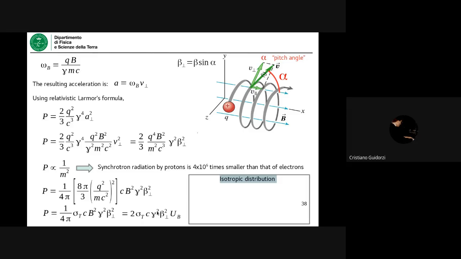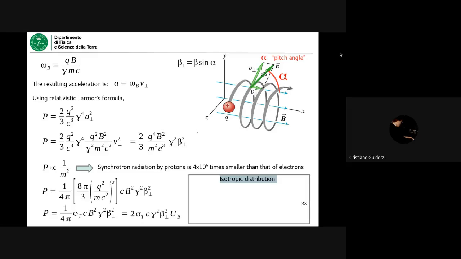Mind, this is for a given beta perpendicular, so beta sine alpha. So this formula refers to a specific pitch angle. You can wonder, for example, let's suppose you have a population of electrons randomly, or better, isotropically distributed, which means every possible direction is equally probable to any other possible direction. So it means that alpha can have any value with the same probability.